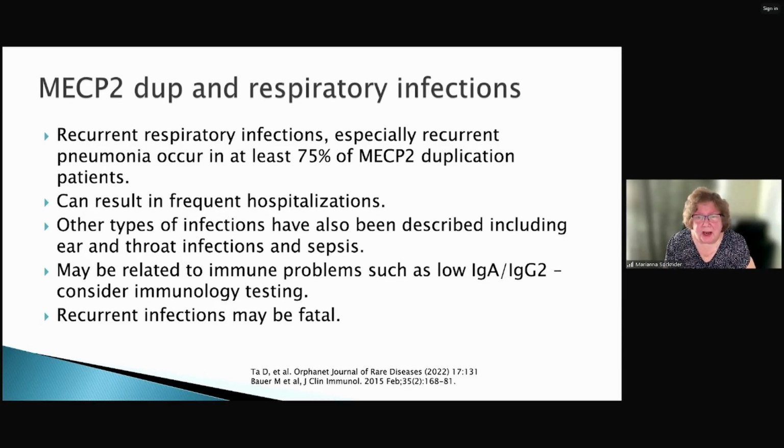I believe you're going to have another talk about immune issues, but there are immune problems that have been described in patients, including a low IgA, immune globulin A, or IgG2. And so getting immune studies may be useful. And certainly recurrent infections is one of the things that could lead to an early death.